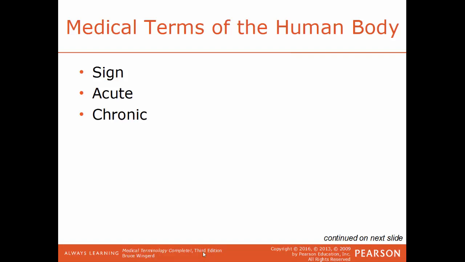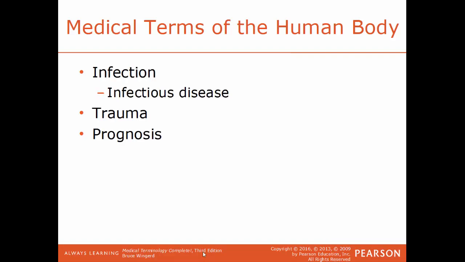Next two, acute and chronic. Acute means something that happens very suddenly, very rapidly, and chronic is something very long-term. Alright, the next term, infection or infectious disease. This is the invasion and the multiplication of a microorganism, such as a virus or a fungal spore or a bacterium. Trauma is a general term for either emotional or physical injury. And the last one on here, prognosis. This is a forecast for a possible outcome of treatment.